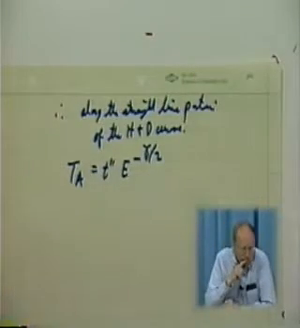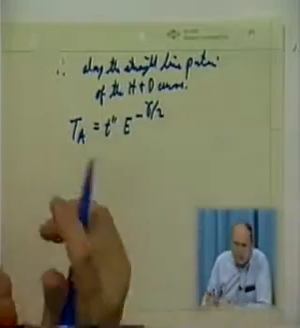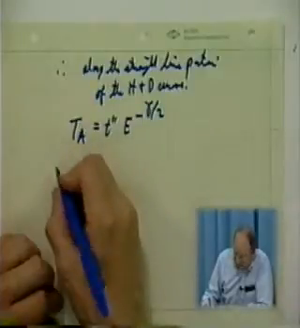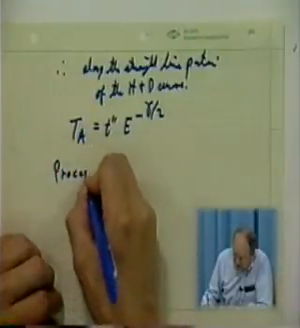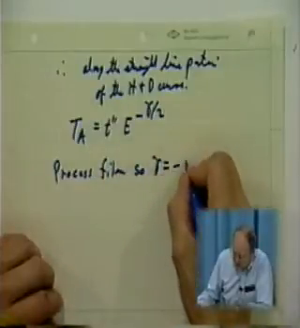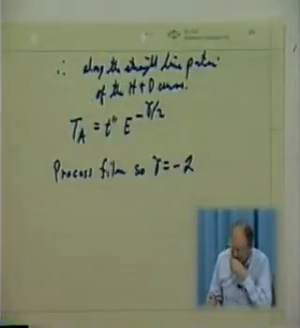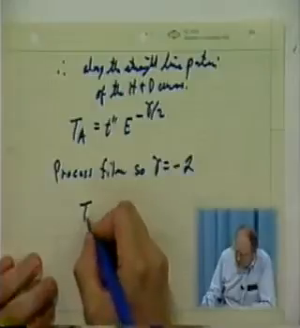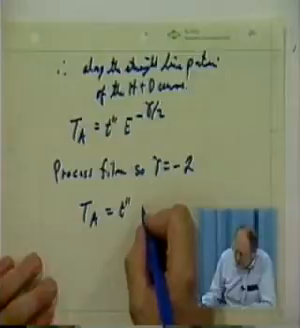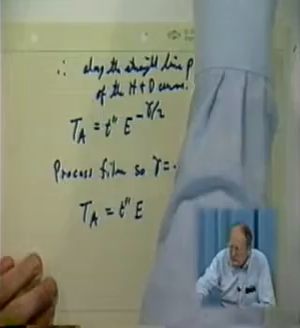Well, let's process our film just right. So gamma is equal to minus 2. Okay. And so now T sub A is T double prime E. And E here was just the intensity times the exposure.